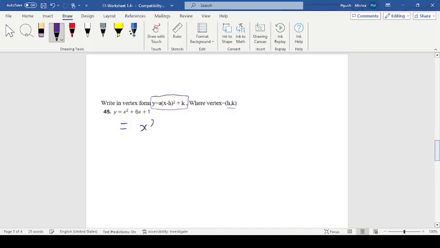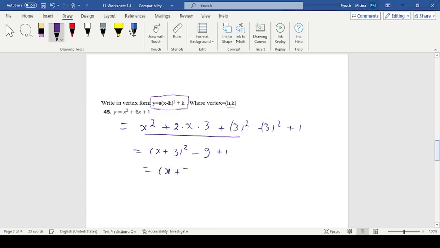So I can write here x² plus, I can write 2 here, x I am writing. Then I want 6, so 2 times 3, so I can write 3. Then I need to add 3² and subtract 3² also to make it a perfect square, plus 1. Now this total will give you (x + 3)². Further solve it, it will give you minus 9 and plus 1. Solve it further, (x + 3)² and it will give you minus 8.